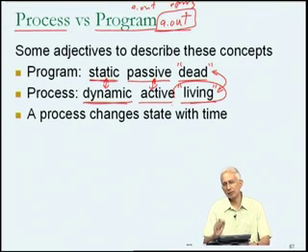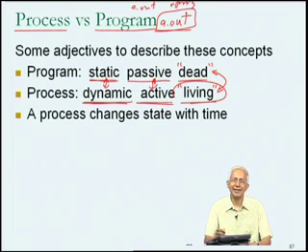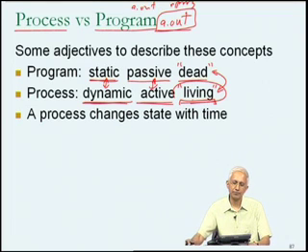So the key property that we've figured out at this time is we will view the process as being something which changes state with time, and that's what the word dynamic meant. It was inferred by the fact that it does things. In order to do things, it had to change state, and that is in essence what we meant by the word living, the idea that it is changing state with time, as opposed to a program.